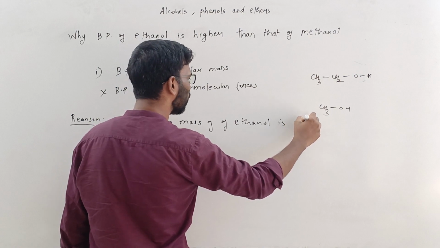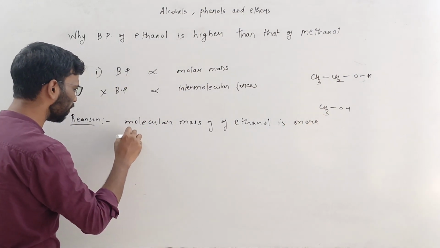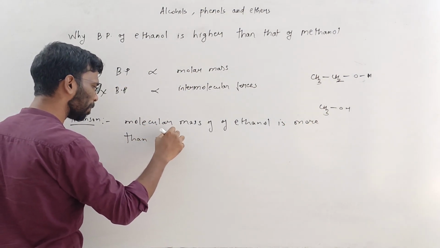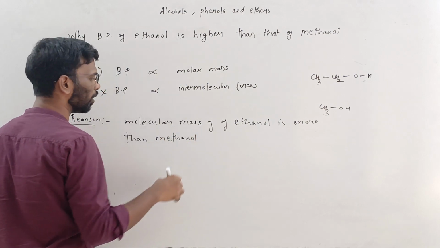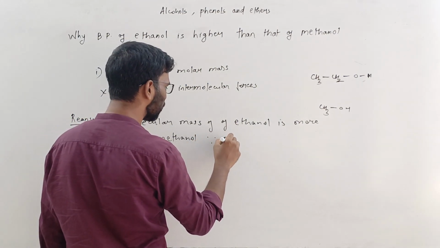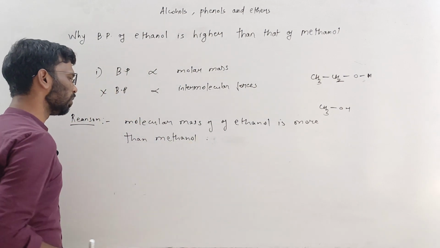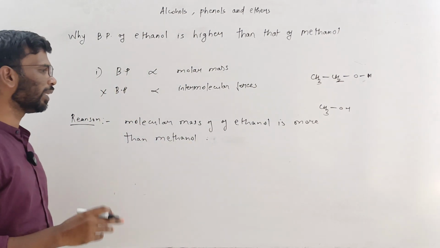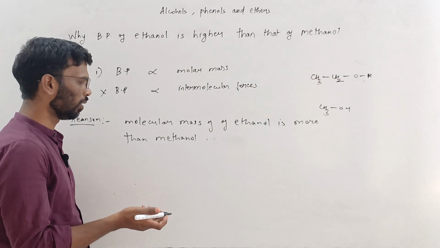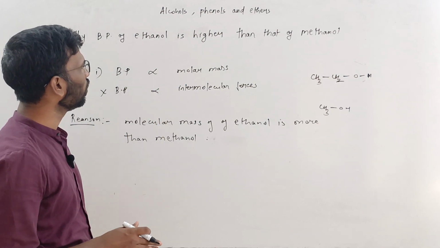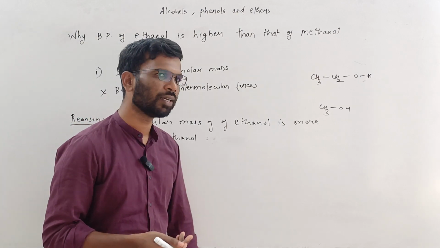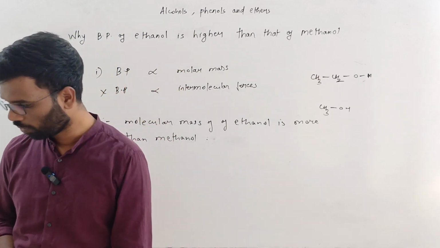is more than methanol. Since, right, the molecular mass of ethanol is more than that of the methanol, therefore the boiling point of the ethanol is higher than that of the methanol. This is the one question.